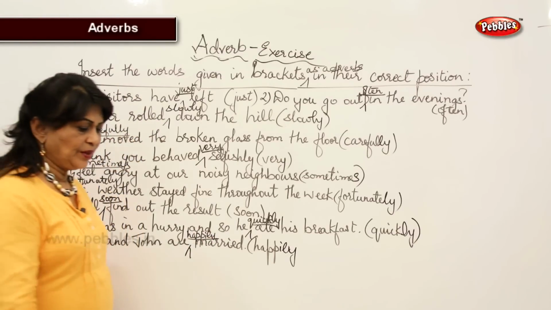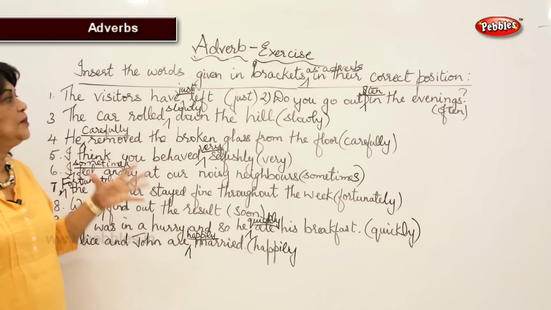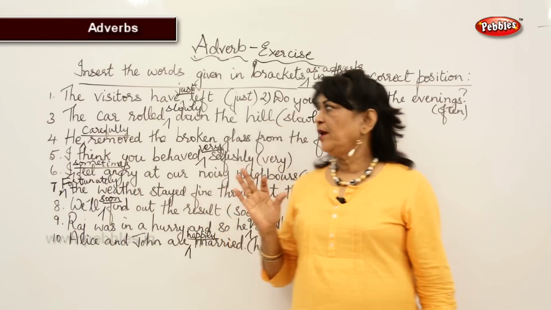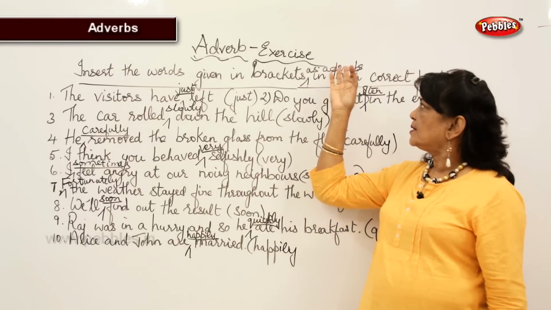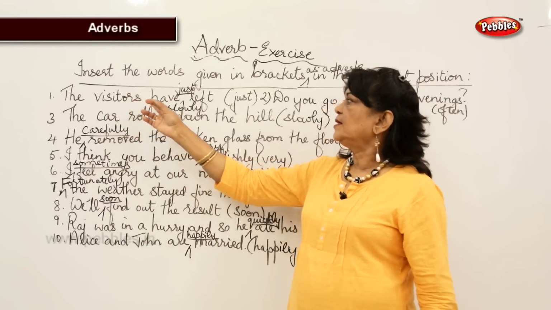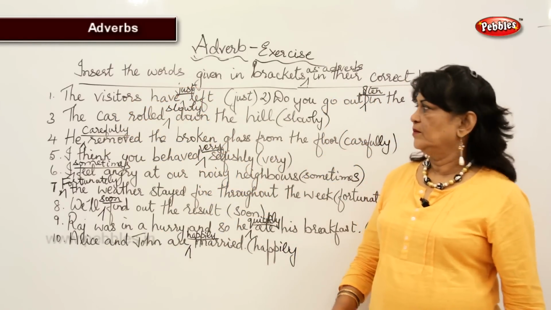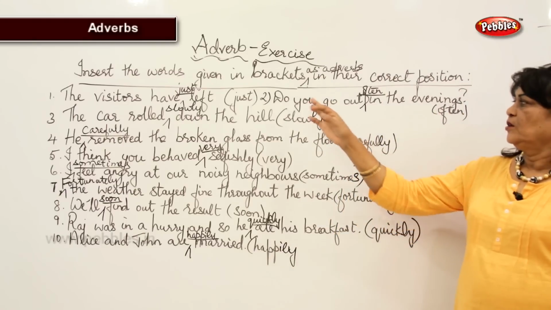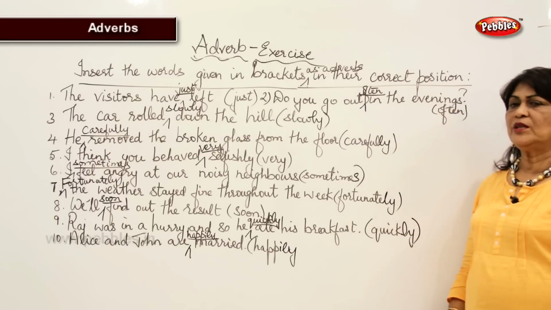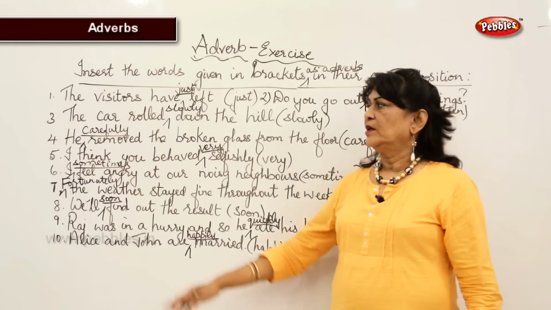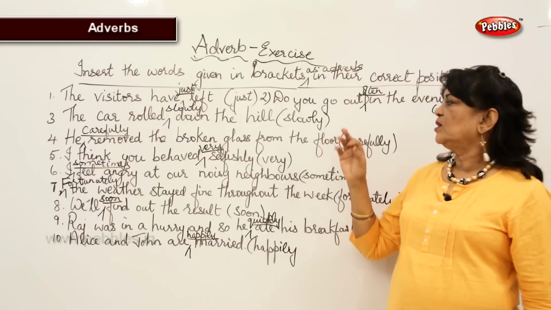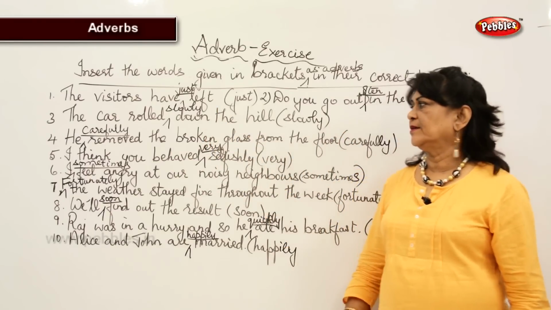Okay, now if you see, we have got 10 adverbs all inserted in the sentences so that they make complete sense. Insert the words given in brackets as adverbs in their correct position, and that's what we have done. The visitors have just left. We included the word just. Do you go out often in the evenings? We have included the adverb often. The car rolled slowly down the hill. We converted slow into slowly and we inserted it.